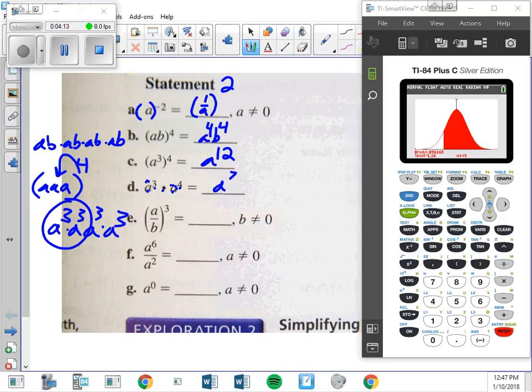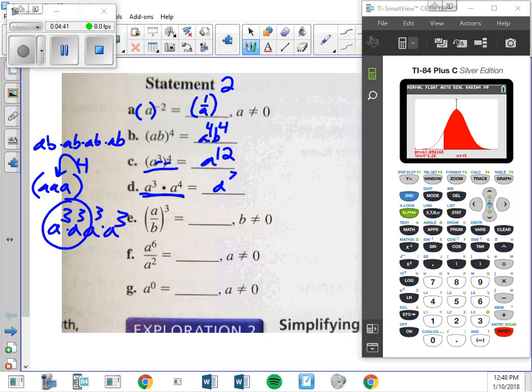If you're multiplying bases, you add the exponents, like this one. If you have an exponent raised to an exponent, you multiply the exponents. And if you ever forget, just write it out. This one you would write out 7 A's. And this one you would write out 4 copies of A to the 3rd. And then you just count up the A's and you'd end up with 12. All right? All right, E.